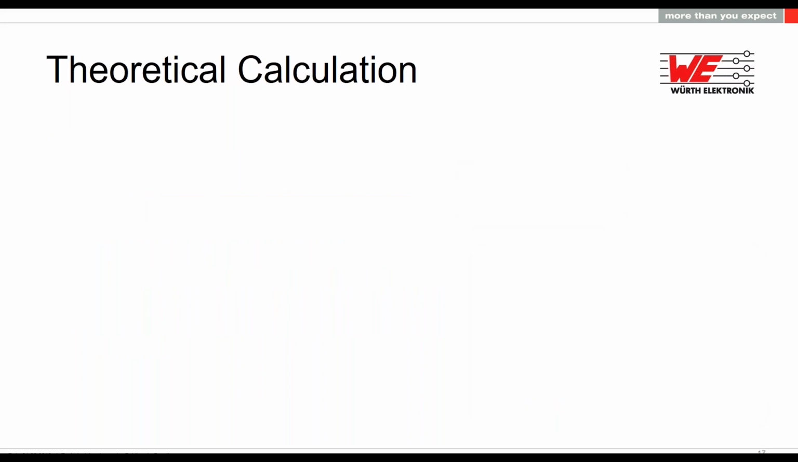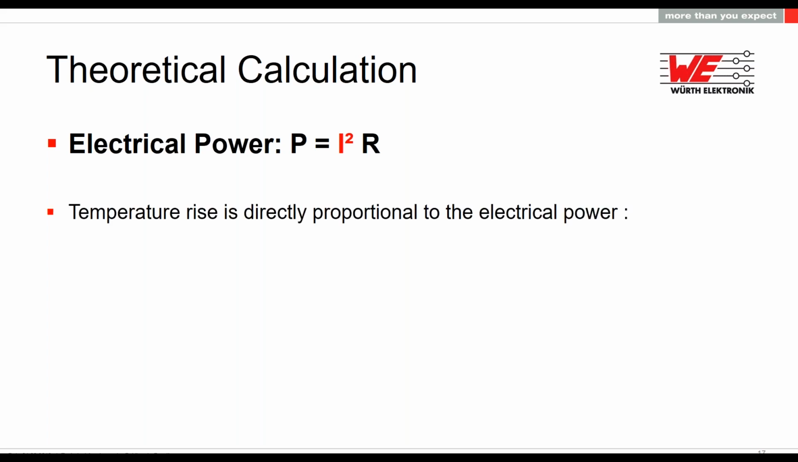For the theoretical calculation or point of view for the derating, it's necessary to have a look at the calculation of electrical power, which is of course the power: P = I² × R, the square of the current multiplied by resistance. Quite easy and very basic. And the temperature rise in the component is directly proportional to the electrical power. So ΔT is the temperature rise, and it's the square of the current multiplied by resistance multiplied by a specific constant for the material.